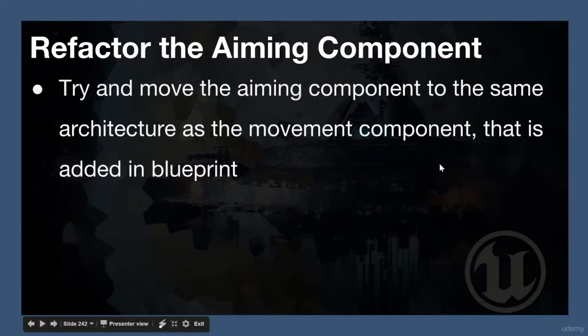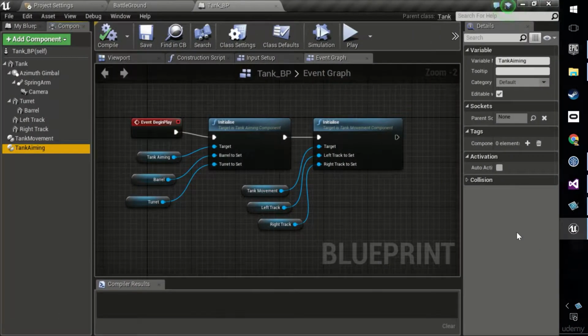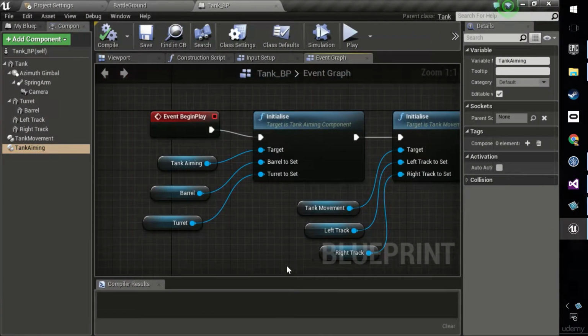So refactor the aiming component. Try and move the aiming component to the same architecture as I said. Don't worry if you can't get it working, but see if you can get it at least as far as compiling. If you find your game hard crashes when you play or something, don't worry too much. But just see if you can get it compiling and connect it up in Blueprint like I've got there. And that's going to be a great exercise for you.